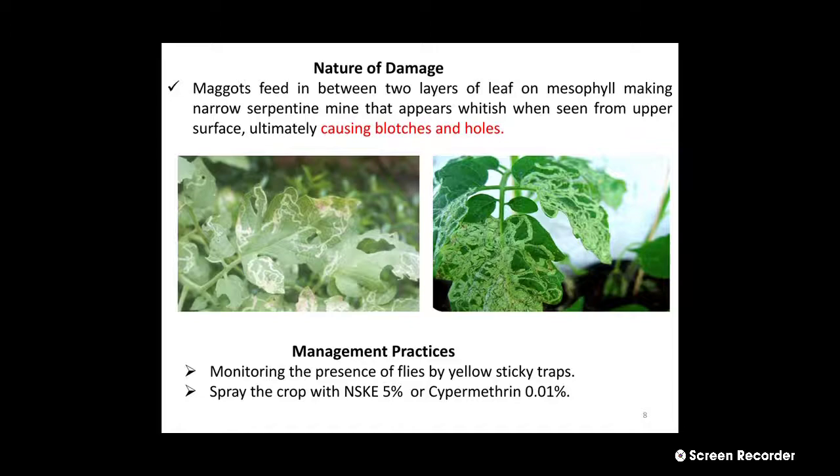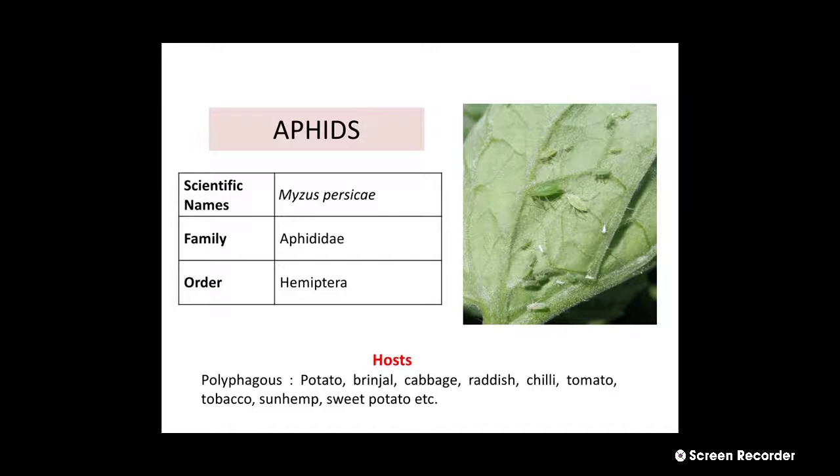Then next, a sucking pest of the tomato is aphids. The species of aphid which attacks the tomato is Myzus persicae. It belongs to family Aphididae and order Hemiptera. Then the host plants of the aphids. This is also a polyphagous pest, meaning it feeds on most crops, that is potato, brinjal, cabbage, radish, chili, tomato, tobacco, sun hemp and sweet potato.